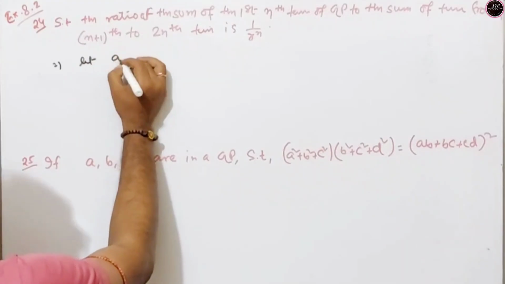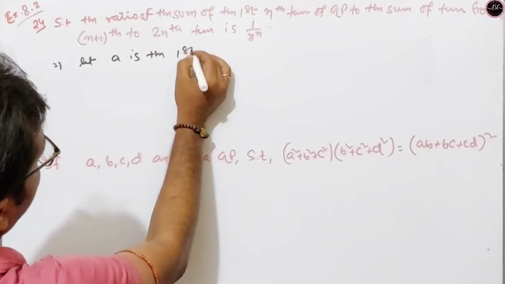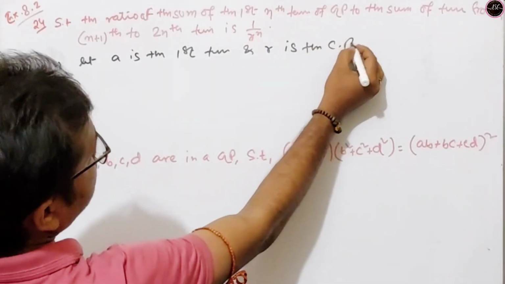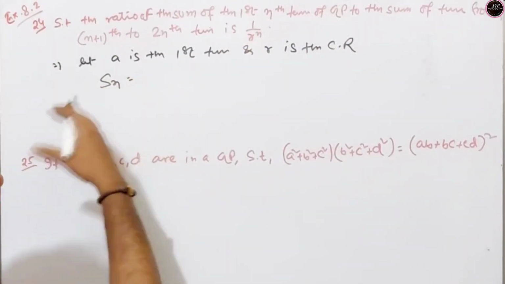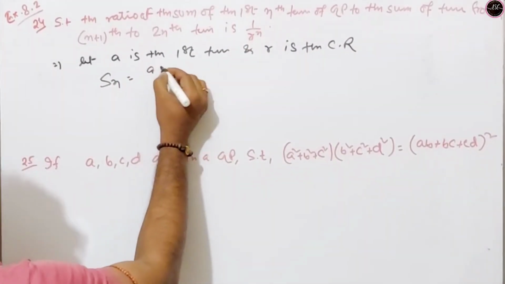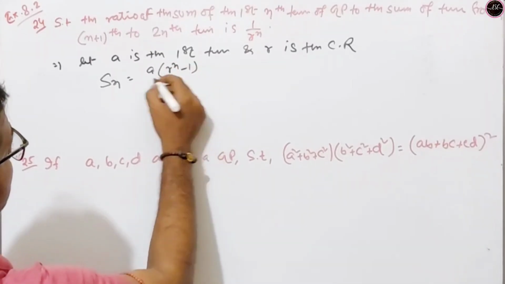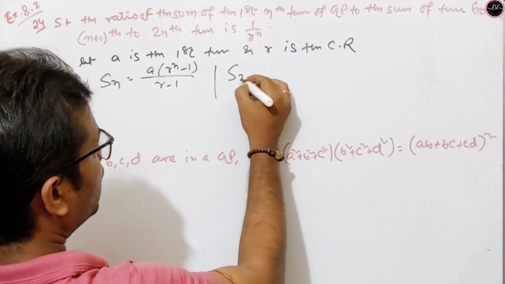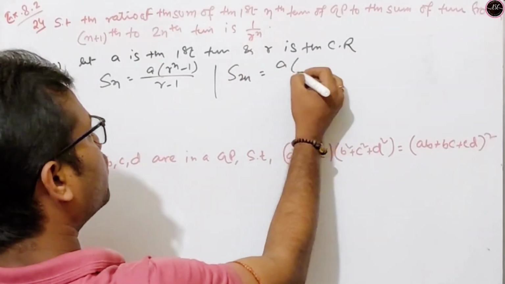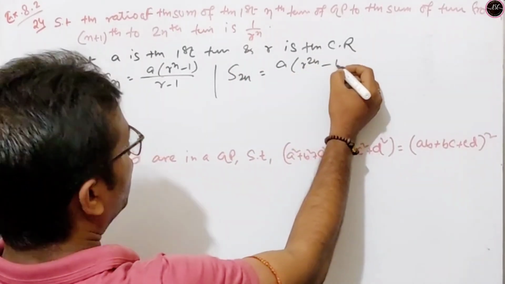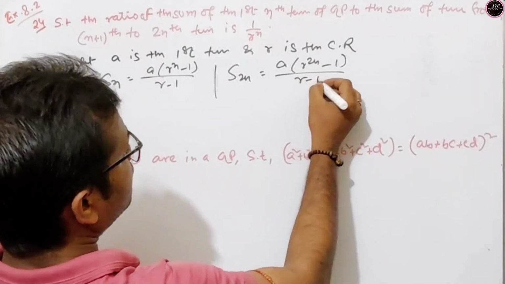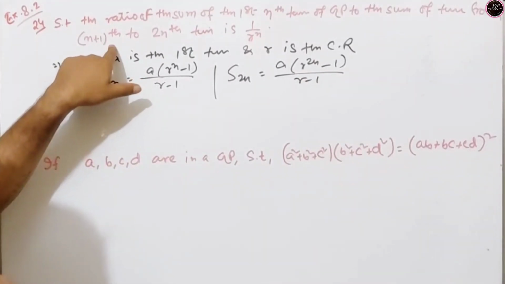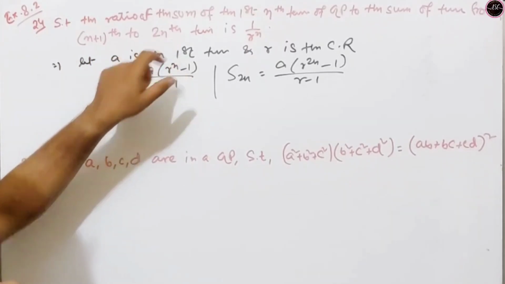Let A be the first term and R the common ratio. So Sn, the sum of the first n terms, equals A into R to the power n minus 1 divided by R minus 1. And S2n equals A into R to the power 2n minus 1 divided by R minus 1. Now we want the sum from n plus 1 to 2n.